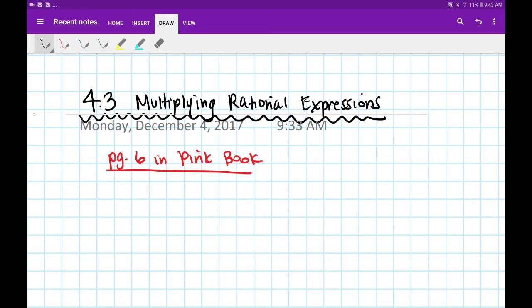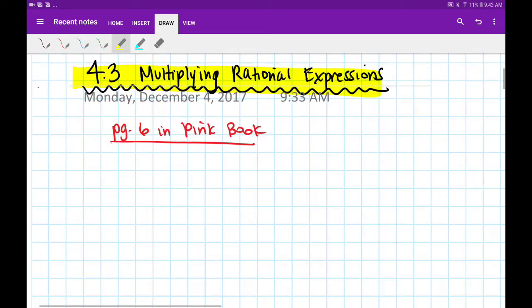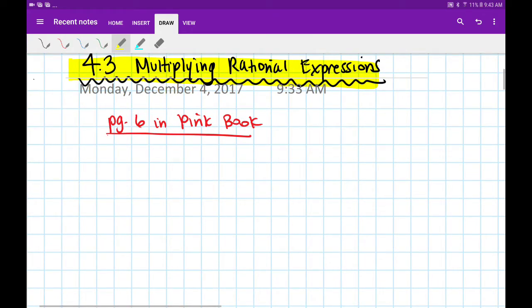Welcome back to part 2 of the lesson today. So we're going to begin talking about multiplying rational expressions. We'll be on page 6 in the pink book. We'll be taking notes. So up at the top, in your little notes section, I want you to just copy this down.